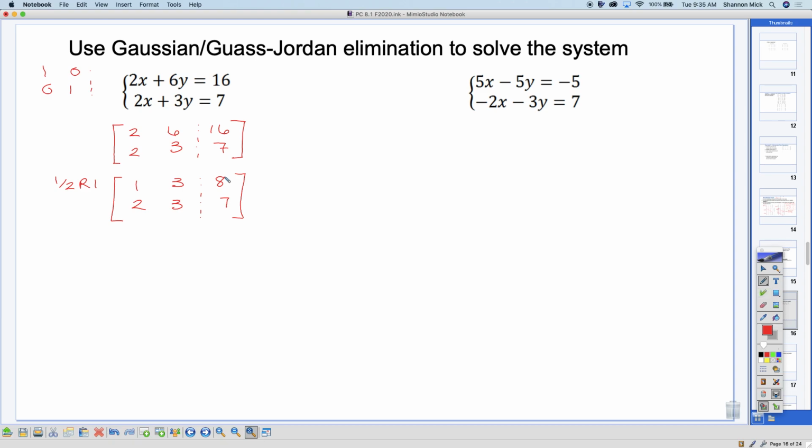Okay, yes? And then once you do -2R1 plus row 2. Why are you doing -2R1 plus row 2? To get the 2 to a 0. Yes. So -2R1 plus R2. Do it. Did you get -3, -9? Okay.